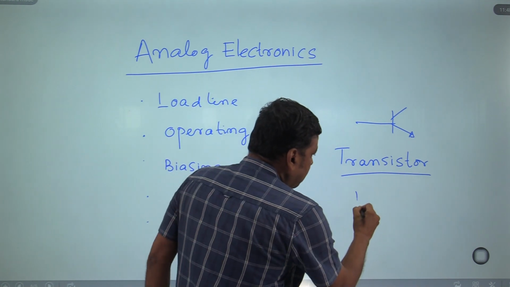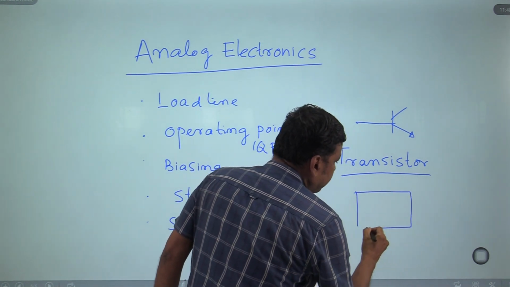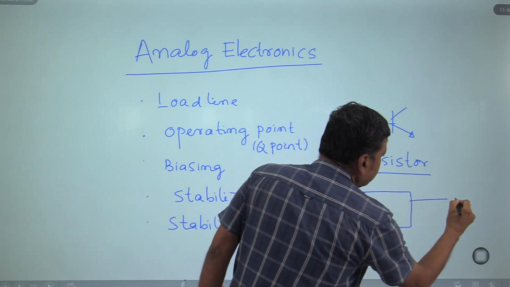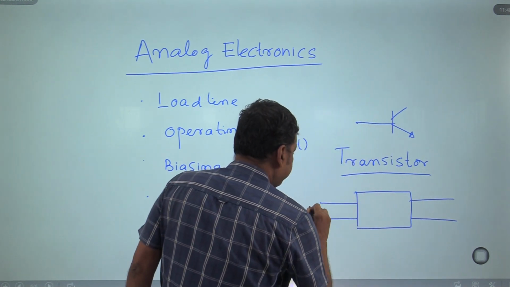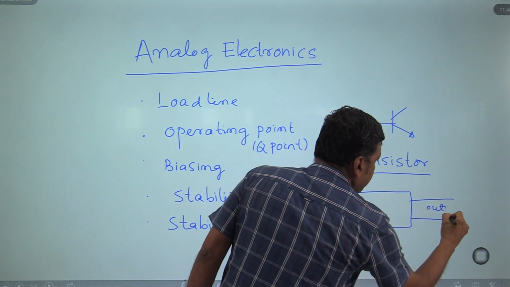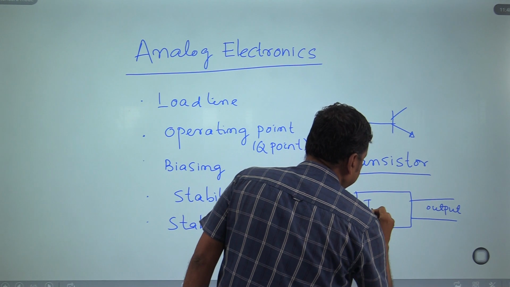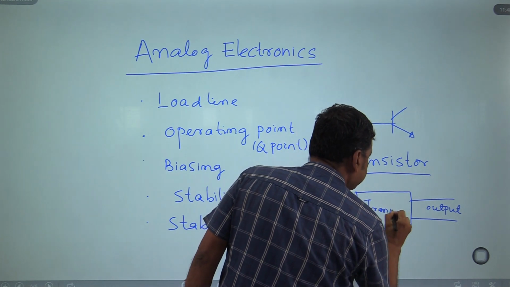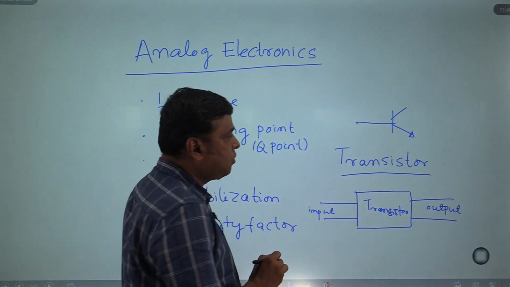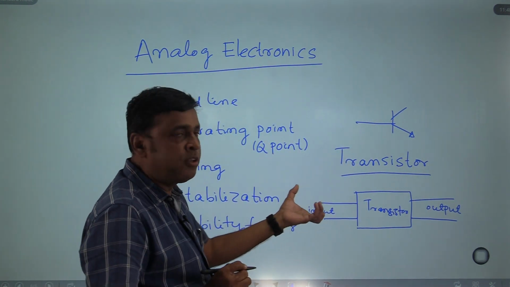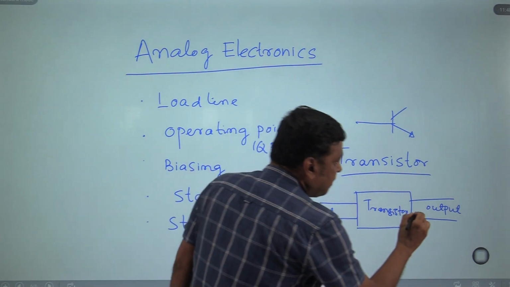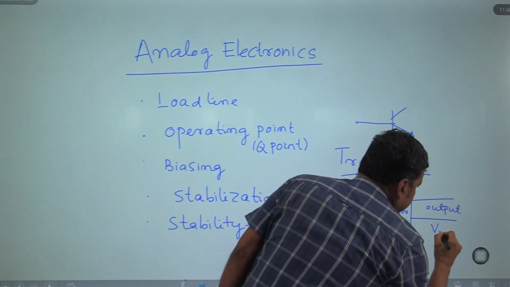So, that means suppose this is your transistor, we are providing input and you will get the output. This is your input and this is your output and this is your transistor. Suppose we are giving the input voltage, let the input voltage be Vi, and the output voltage we are getting is your output voltage, that is V0.